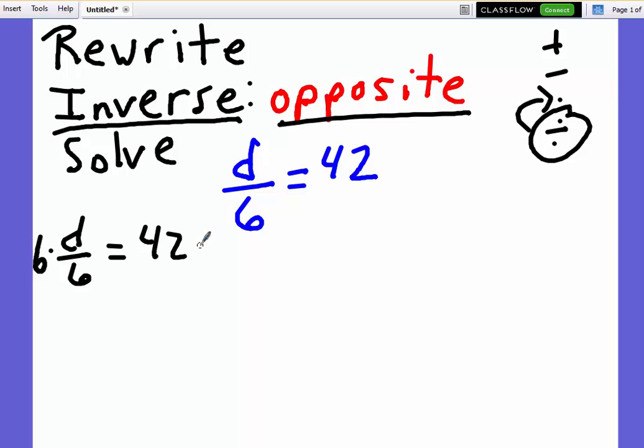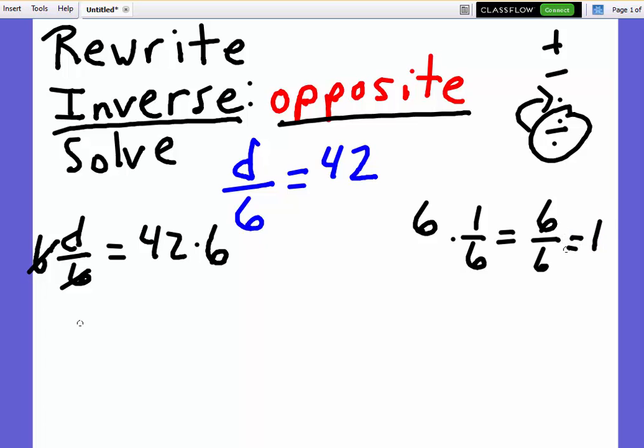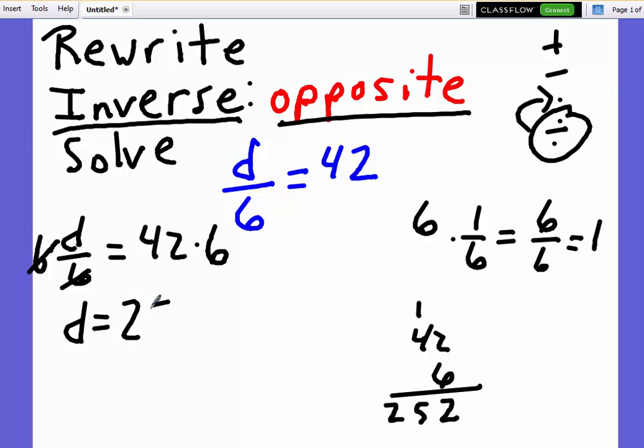Whatever I do to the left, I must do to the right. So I multiply 42 by 6. My 6s will cancel out. 6 times 1/6 equals 6 over 6 equals 1. So I'm left with just 1 times d, which is d. d equals 42 times 6. So I'm just going to do my work on the side. 6 times 2 is 12, so 2 and carry the 1. 6 times 4 is 24, plus that 1 from when I had my 12. So that's 252. So d equals 252.